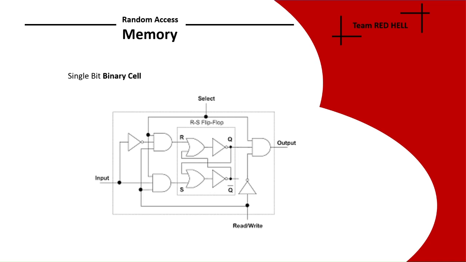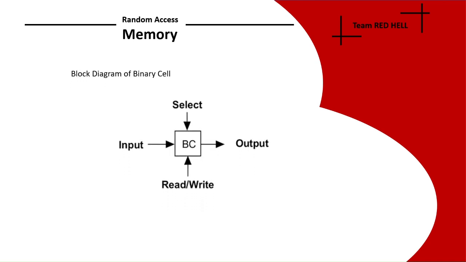Let's move on to the block diagram of the binary cell. So this is the block diagram of the binary cell. Input pin takes the input from the user, and output pin sends output to the bus. Select pin selects the address to store and read data, and read or write pin decides whether to read or write the data in the allocated memory address. So this is the operation of these 4 pins.